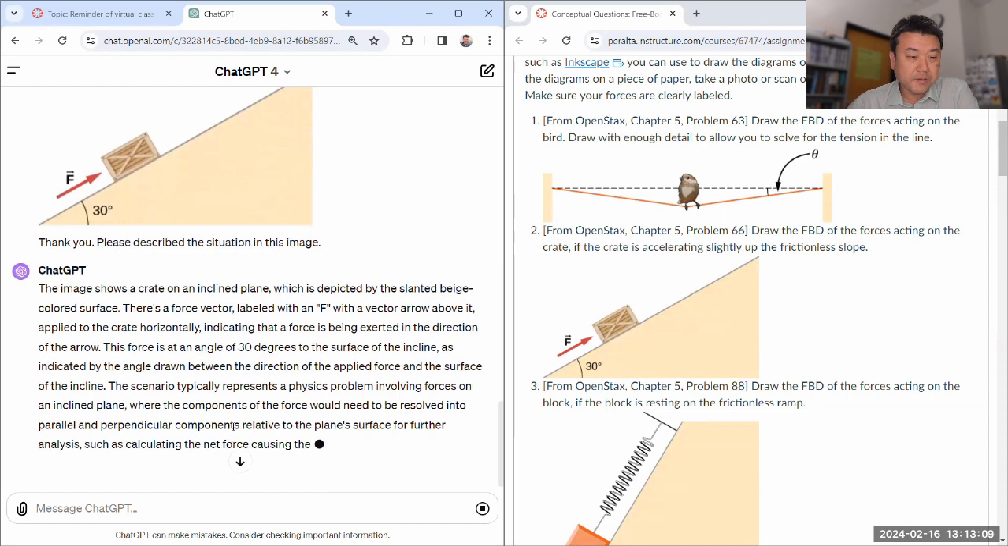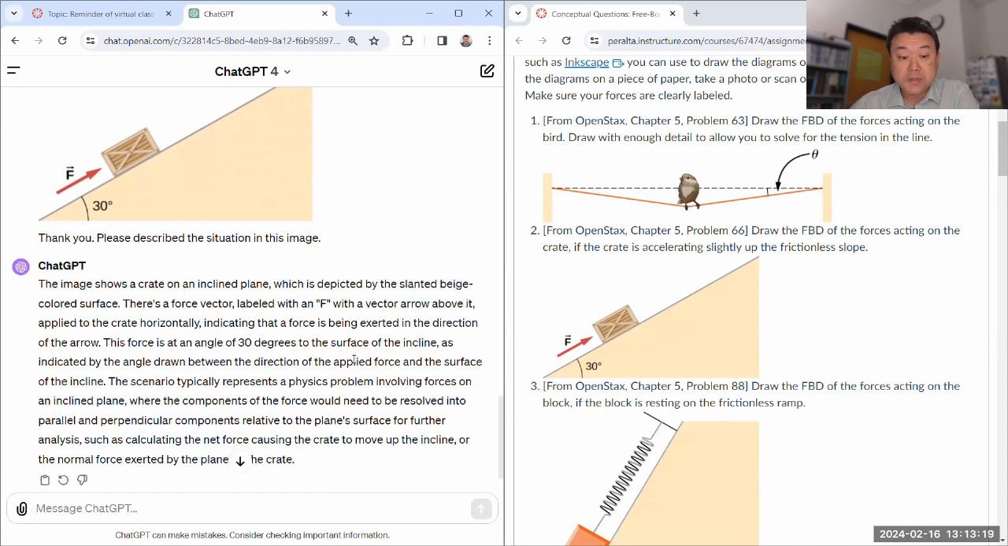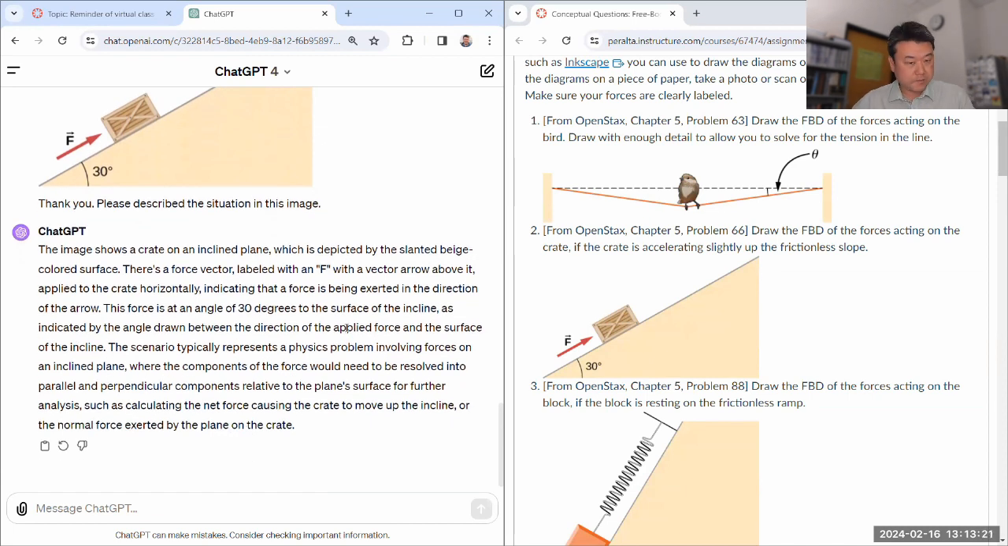Yeah, so after this next question, I'm going to try doing it in one step. I broke it up thinking that would help ChatGPT, and so far it's done well with problem one. Let me try with problem two. Okay, so that's right. Would you draw a free body diagram, FBD, of the forces acting on the crate?